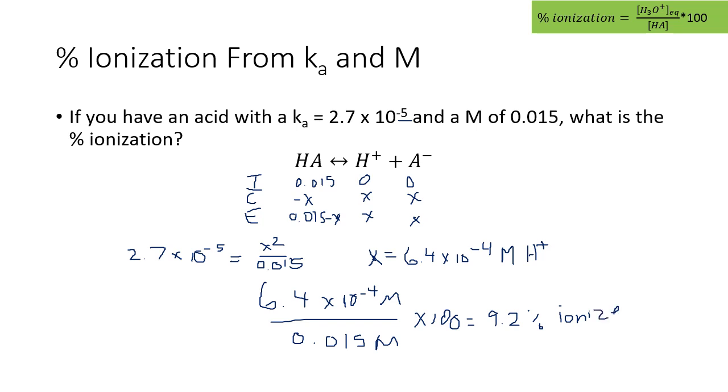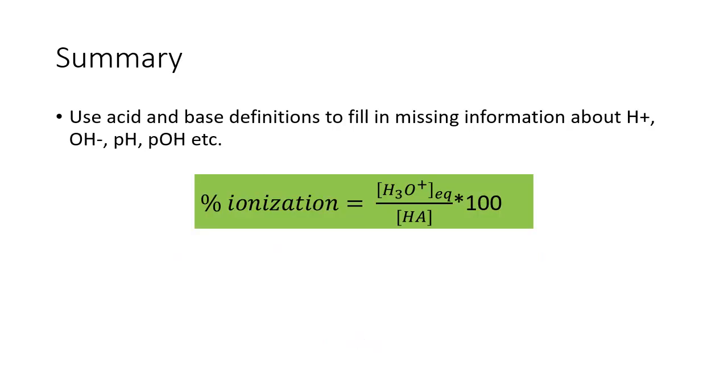So this is actually a relatively strong acid. It's not a strong acid, but it is relatively strong compared to some of the other ones that we've been talking about. And this is somewhere in the neighborhood a little bit stronger than acetic acid, if it were a real thing. But I just made up numbers, so not so much. All right, moving on. To summarize, use the acid and base definitions to fill in missing information about H+, OH-, pH, and pOH. And when you want to calculate percent ionization, it's equal to the H3O plus at equilibrium over the HA concentration times 100.